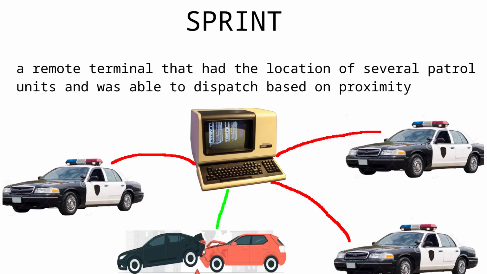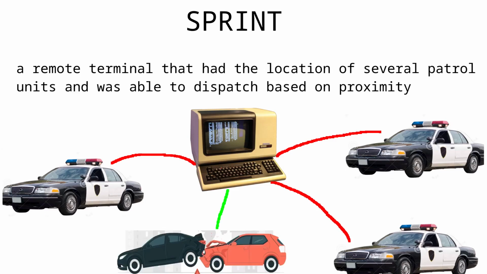At the same time, there was a similar program that was already in use by the New York Police Department called Sprint. Sprint worked by using a remote terminal that would have the current location of various patrol cars. Once the dispatcher had the address, Sprint would then find the closest patrol unit and alert them of the call.